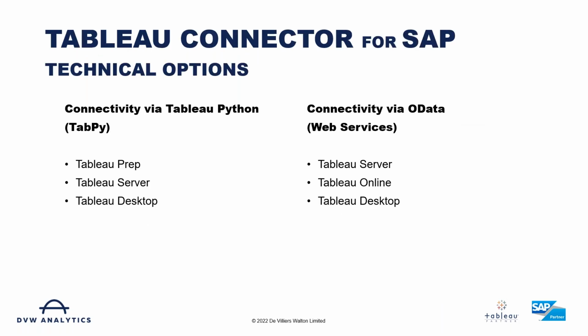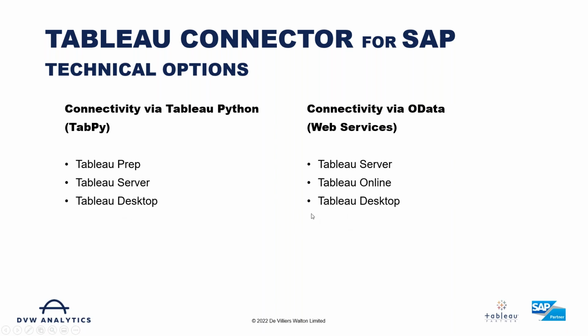So let's get on to how we connect then. In terms of connectivity, there are basically two streams, two ways we can connect in. One is using Python scripting, using the TabPy solution from Tableau. The second is using an OData web services approach. You can see by the solutions that are serviced by these that there's a slight difference. The missing one from each side, which is online on this side and Prep on this side.